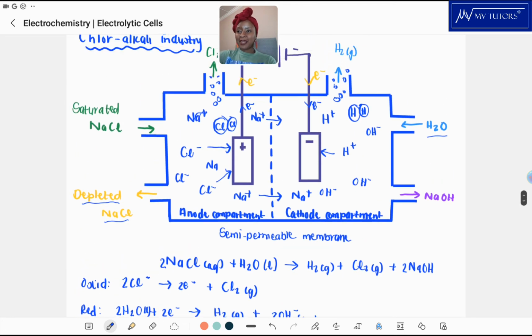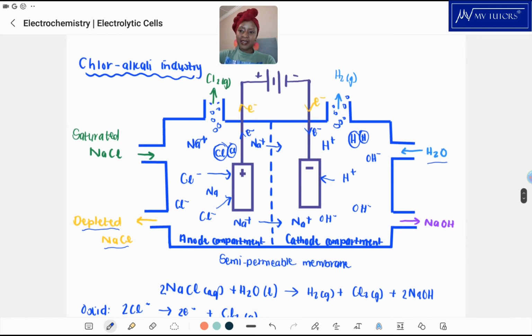And one thing I forgot to mention with the membrane, what it does allow, it allows positive ions through. That is why the sodium could go through. Okay, and you do have, in very small quantities, also water going through this permeable membrane, but it does not allow the anions to go through. That's why chlorine won't pass to the cathode compartment, and that is why the hydroxide also will not pass through to get to the anode compartment. Okay, so I hope that is clear.